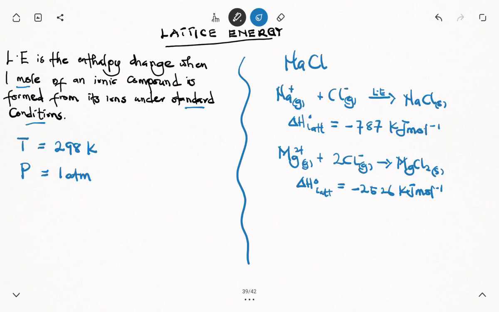Now, we cannot just determine what lattice energy is through just a single experiment. So we'll have to look at other terms, other experimental data to be able to work out the lattice energy involved in a particular reaction. Before we go on, always remember that the state of the atoms you are dealing with has to be gaseous. So take note that we need the atoms to be in the gaseous state.